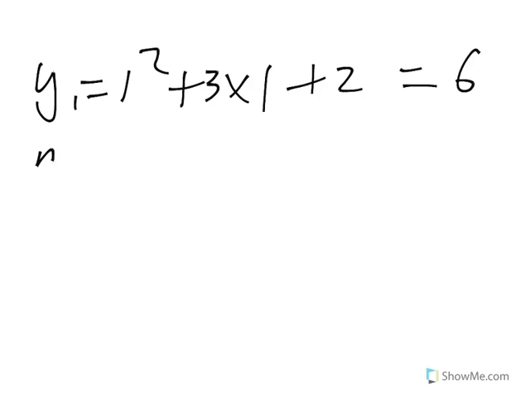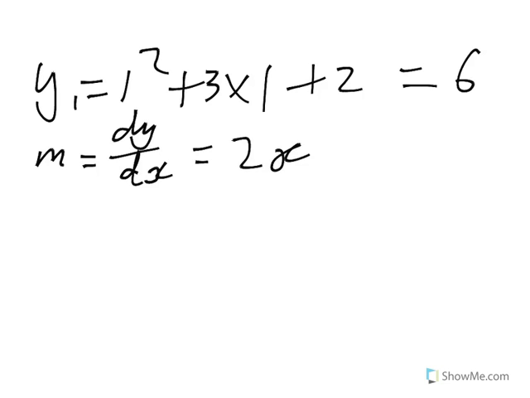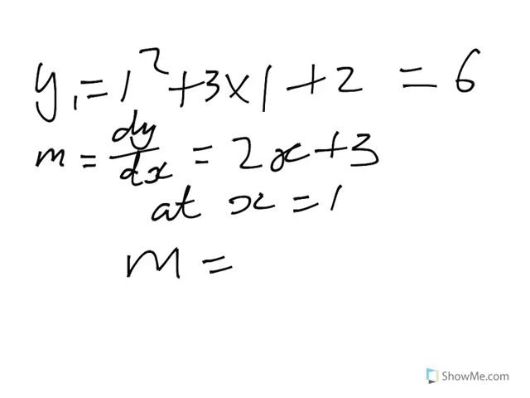Alright, our gradient is the derivative, which is dy/dx, and hopefully we bring the 2 down, so we've got 2x, and 3x becomes 3 when we differentiate. And of course the point we're looking at is x equals 1, so we shove that in. So gradient 2 times 1 plus 3, so that's 5. Alright, so we've got what we need. We've got a point which is (1, 6) and a gradient which is 5.